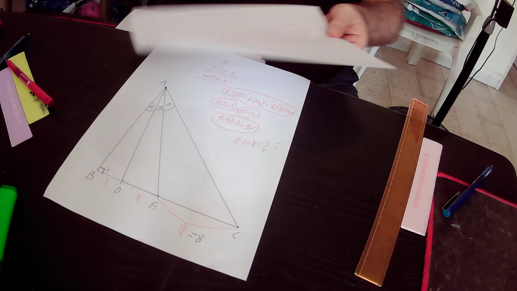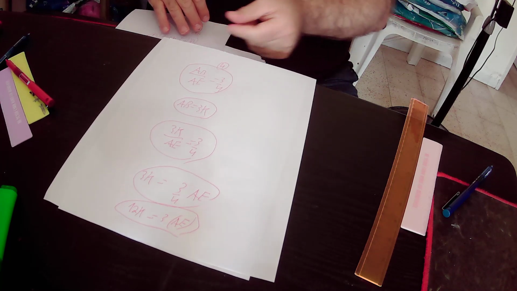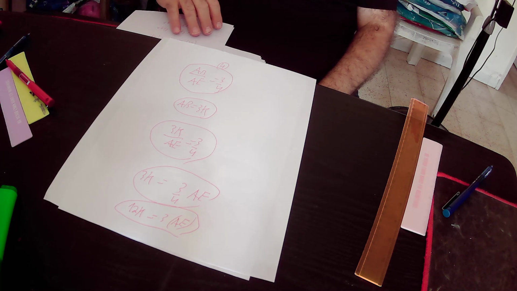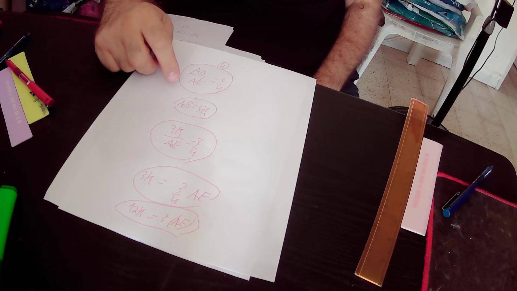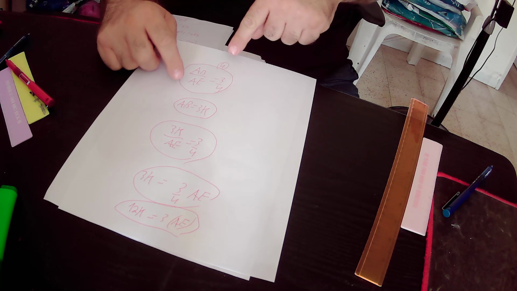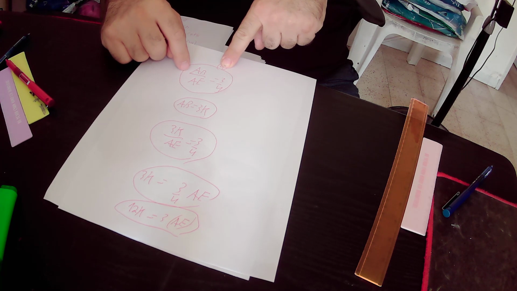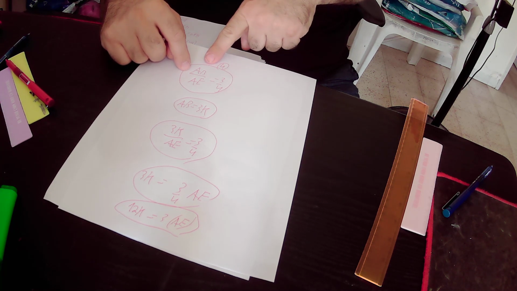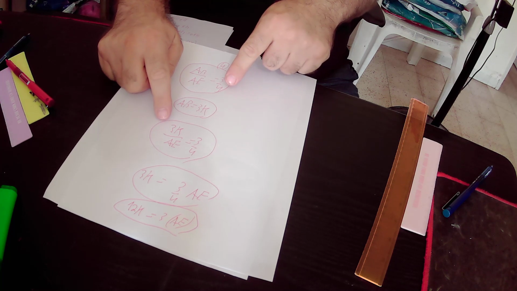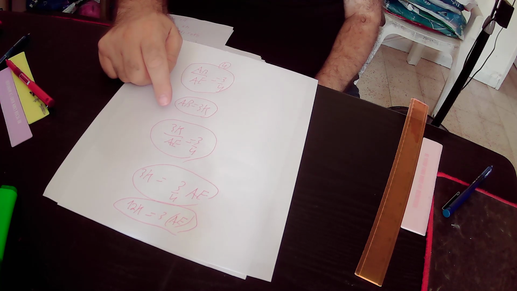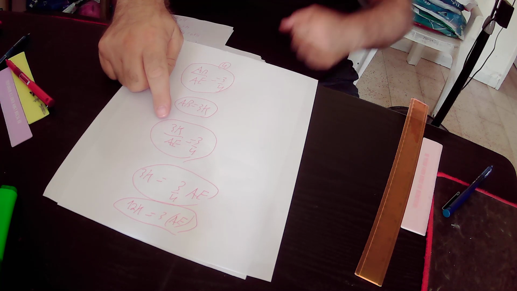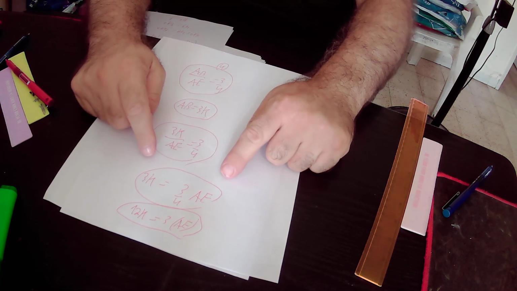So we know that AB over AE equals 3 over 4. Then we defined AB as 3K. That is to say, AB equals 3K according to our definition. So we can substitute AB by 3K in this equality, and we got that 3K over AE equals 3 over 4. Here we multiplied this equality by AE, and we got that 3K equals 3 over 4 times AE.